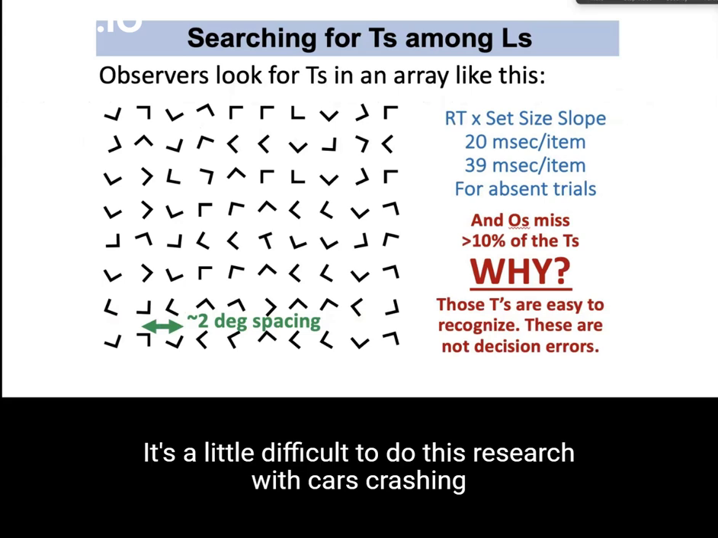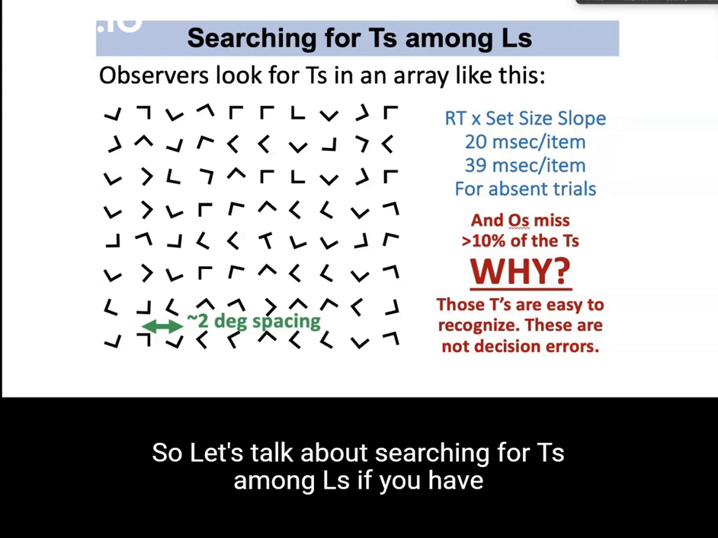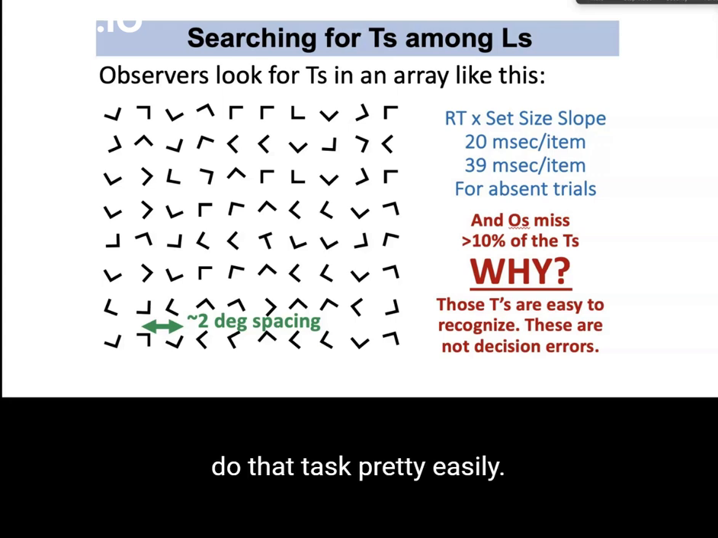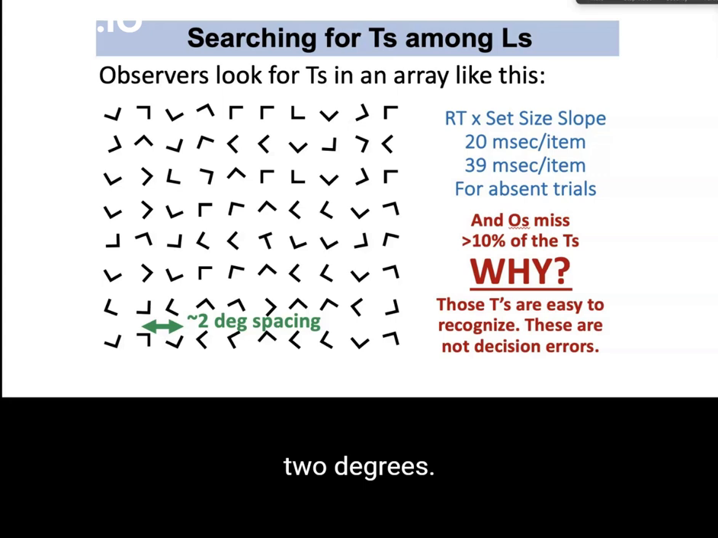It's a little difficult to do this research with cars crashing into other cars, so let's talk about searching for T's among L's. If you have observers looking for a T in a display like this, they can do that task pretty easily. These are T's and L's spaced out by about 2 degrees.